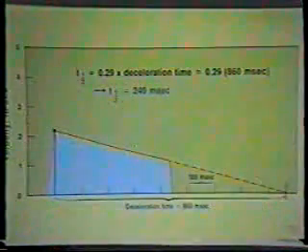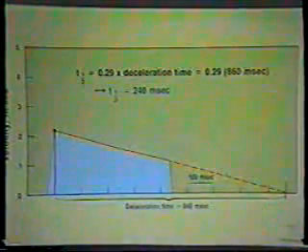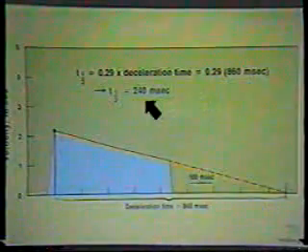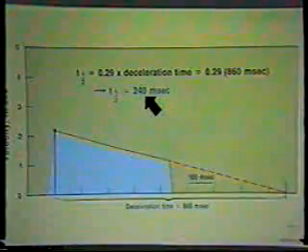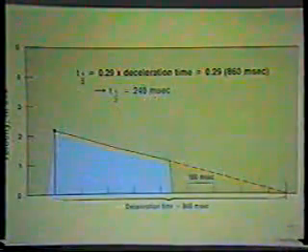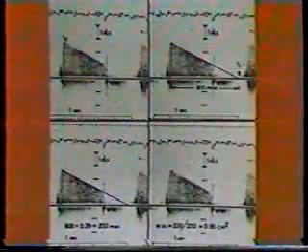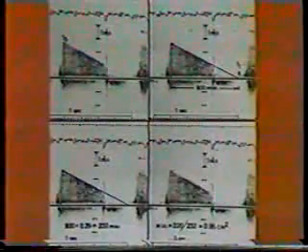The pressure half-time can be closely approximated by multiplying the deceleration time by 0.29. Therefore, in this case, we would calculate the pressure half-time as 0.29 times 860 milliseconds, which is 240 milliseconds. This compares favorably with the half-time of 250 milliseconds calculated using the square root of 2 method. In our laboratory, we almost exclusively utilize this simplified method for determining the pressure half-time.